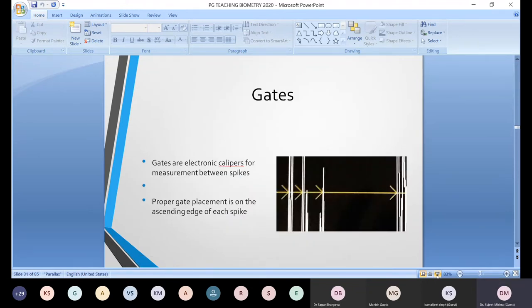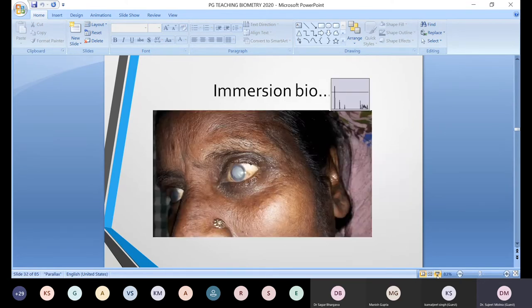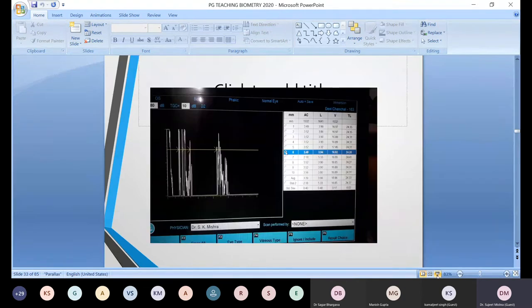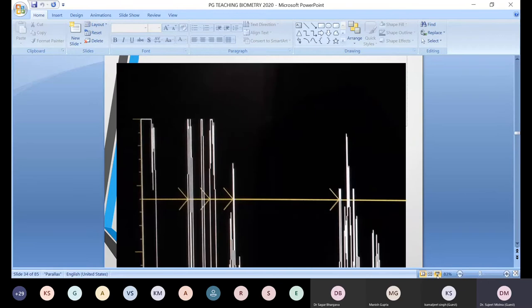Now gates, I have a beautiful example to show you on gates. These are the arrowheads that you are seeing, and based on the place where it is placed, it will measure different segments of the eye. This is a mature cataract, and now this is the scan. If you see closely, the first one where no arrowhead is, that is from the probe. This is immersion technique. The first arrowhead is lying on the cornea.